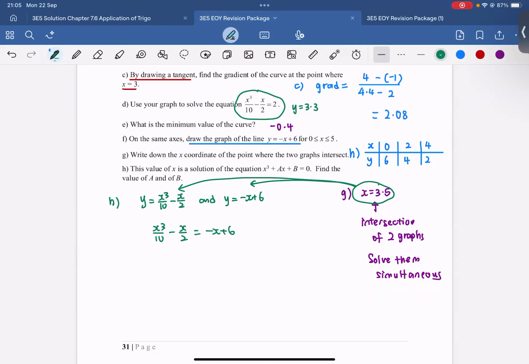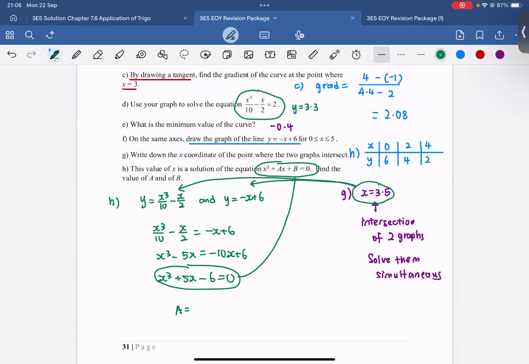What do we do now? We get rid of the fraction so that we can reach this stage. So I times 10 throughout. Then you can see I make one side 0. I bring this over, plus 5x minus 6 equals 0. Does this look like this now? Do they look the same? Yes, right? Then we can compare. A is actually equal to 5 and B is actually equal to -6.